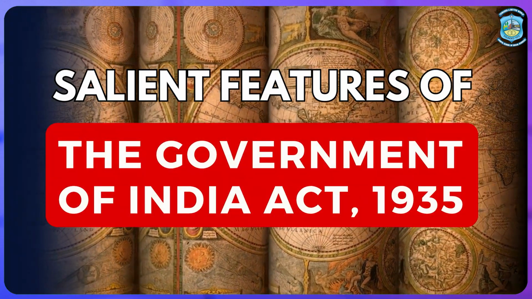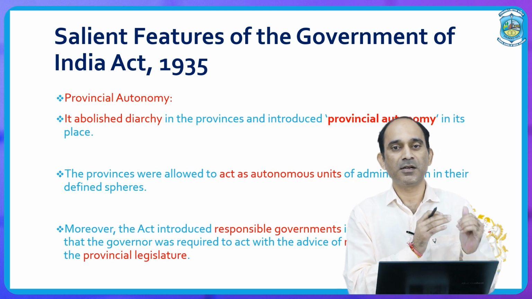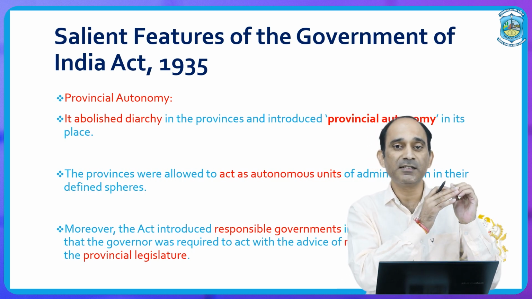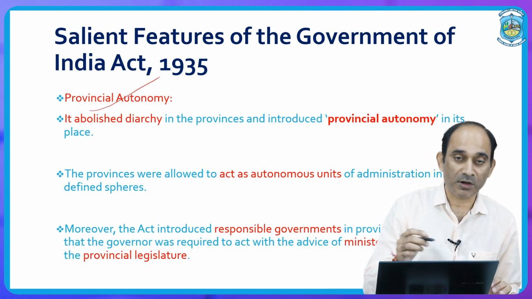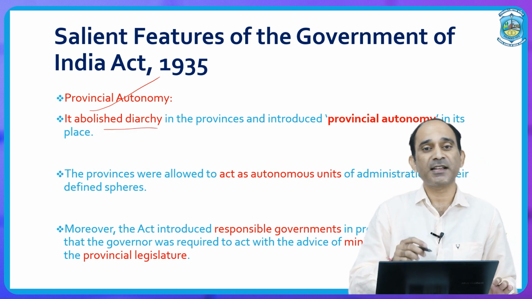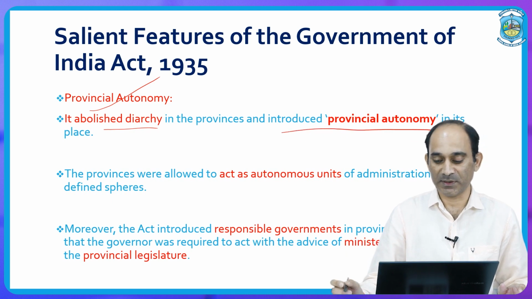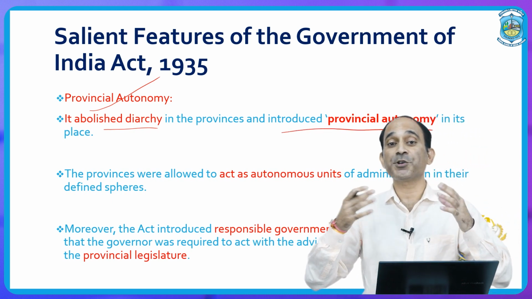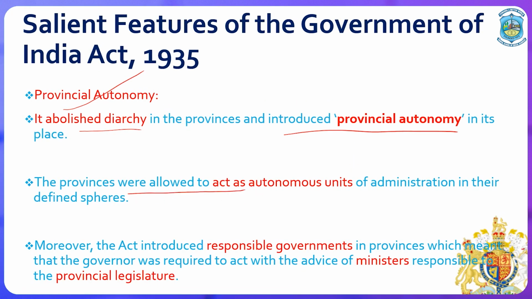So, this was done at the central level. Diarchy was abolished at the provincial level, and diarchy was introduced at the federal level. This Act also provided provincial autonomy. The Act says that diarchy should be abolished in the provinces and replaced by provincial autonomy. Now provinces will have autonomy in their legislature. Provinces were also allowed to act as autonomous units, with their administration in their own hands.